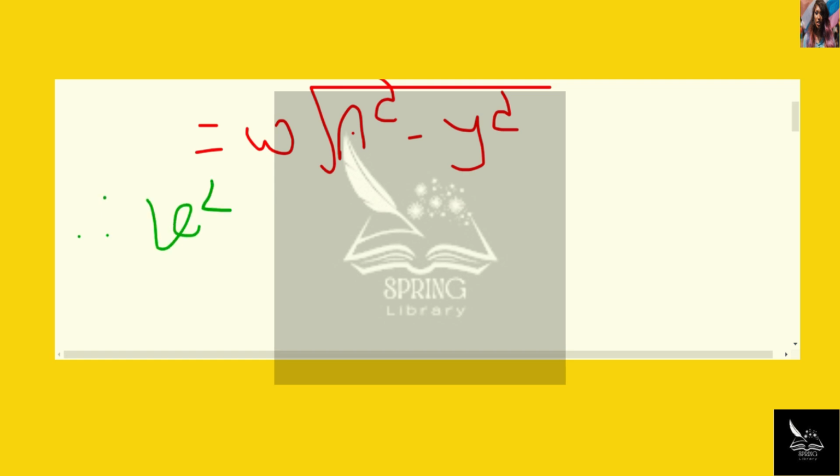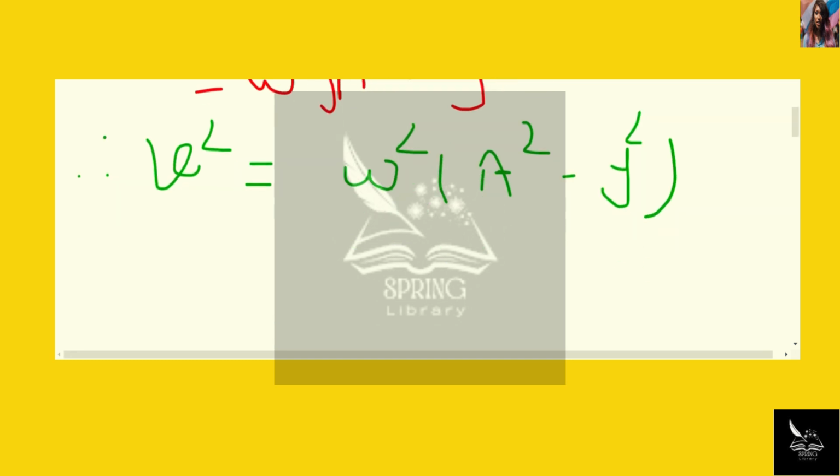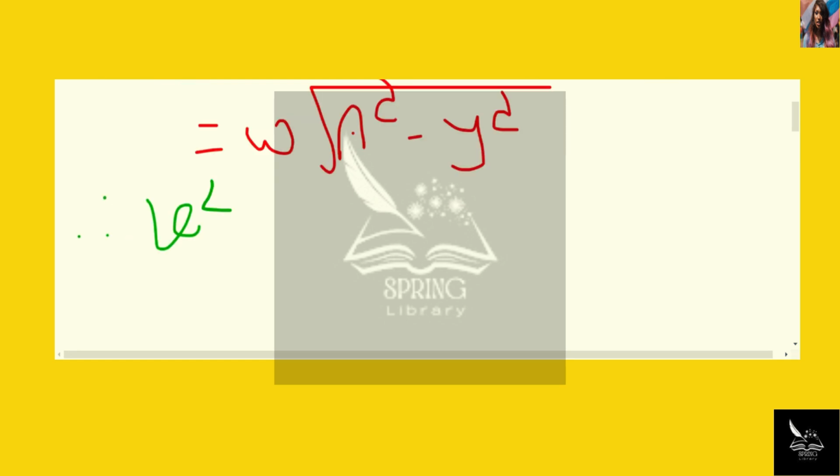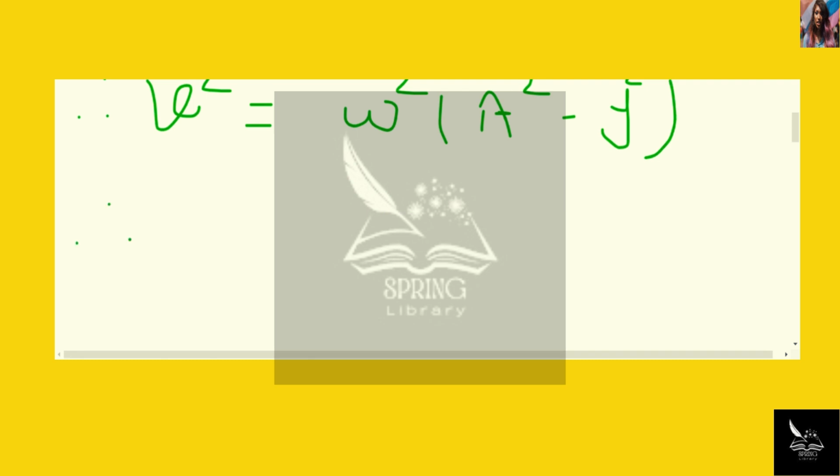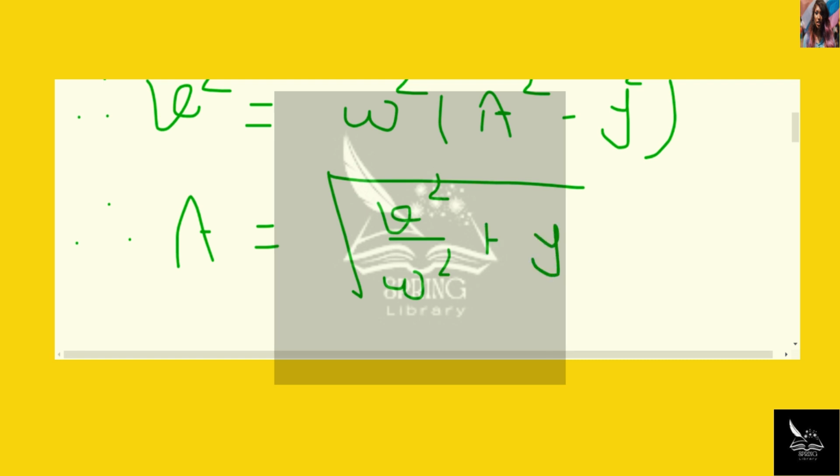Okay, now we are going to square both sides. So we will be able to get v square is equal to omega square times (A square minus y square). And by rearranging this term and writing the formula in the form of A, that will be the square root of v square upon omega square plus y square.